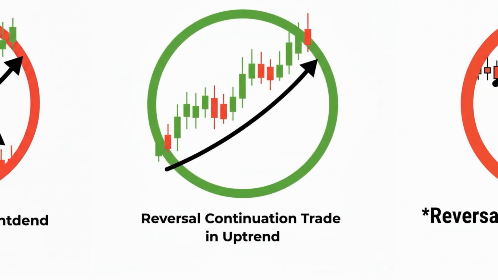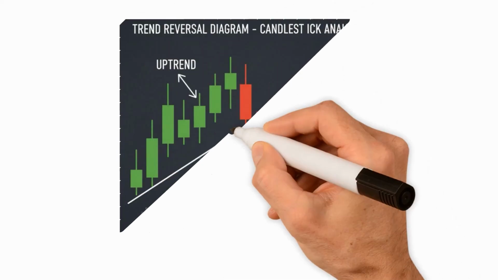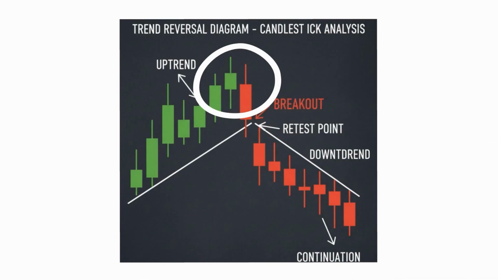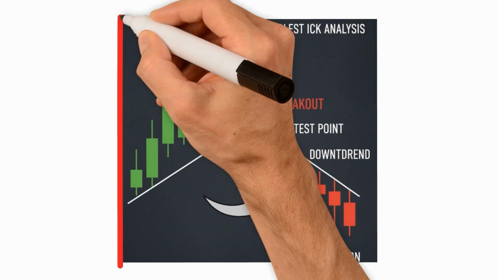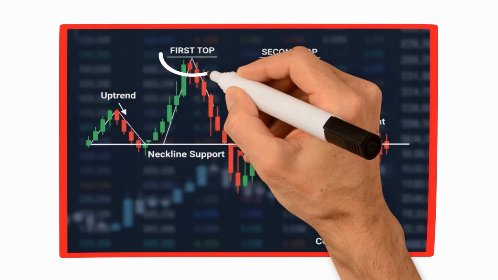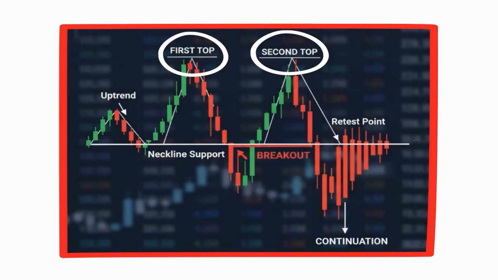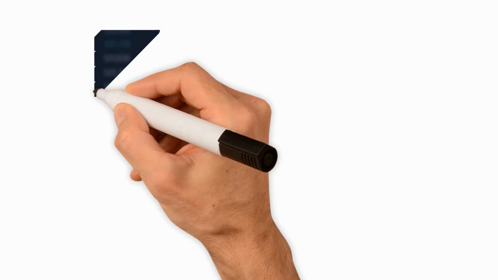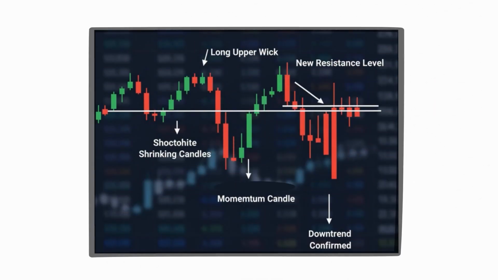Reversal continuation trade in uptrend. This setup happens after an uptrend breaks down and starts to reverse, but gives a second chance to enter the new downtrend. Price first forms a top, maybe a double top or long wick rejection, then breaks structure and creates a lower low. After that, it pulls back to the new resistance zone.